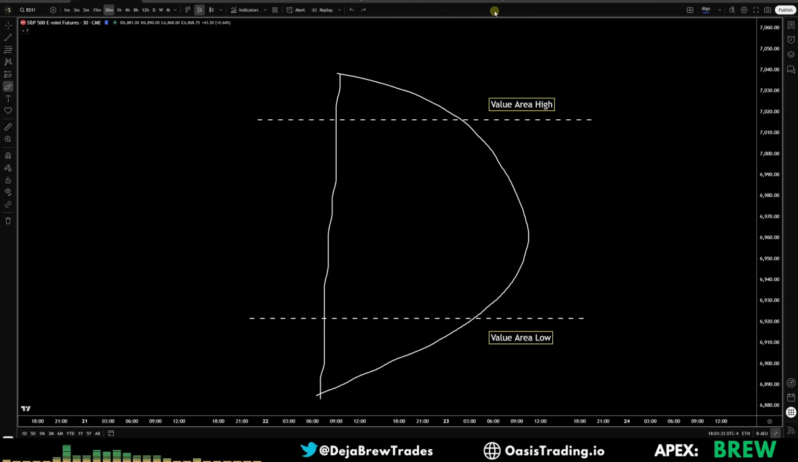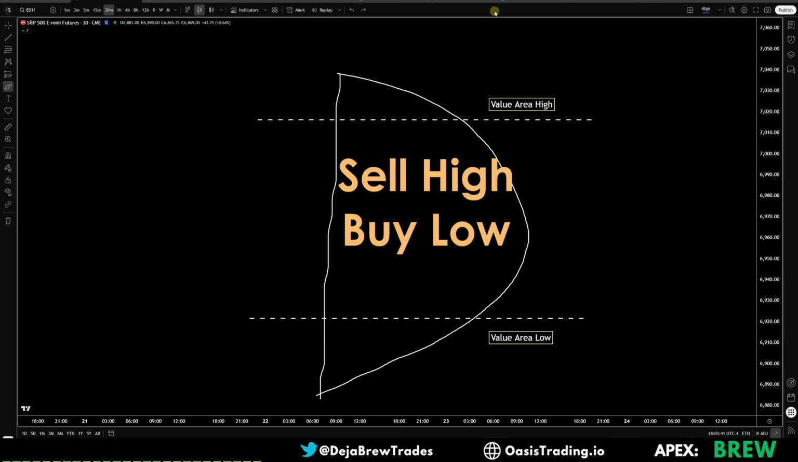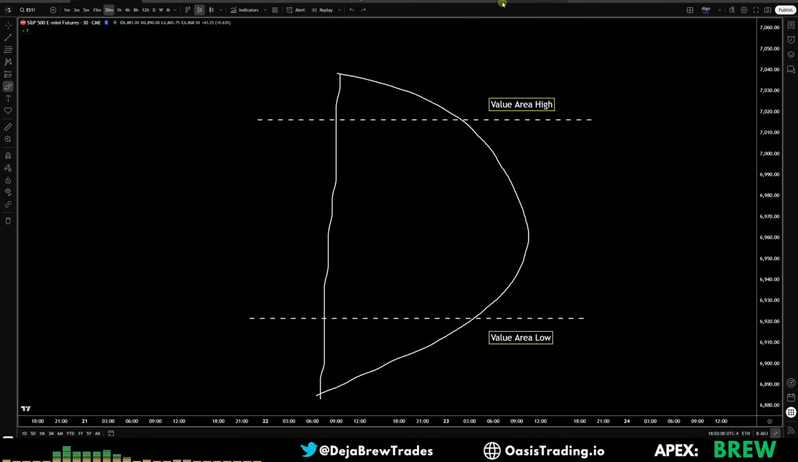The breakout traders are failing to find higher value. The breakout traders are failing to find lower value. We want to be a seller around the value high and a buyer around the value low. Think about a very standard range that you want to trade, right? You obviously want to be a seller around the high of the range and a buyer around the low of the range. Just put volume profile on top of that range, and there you go. That's what you're doing. The value area high is basically the high of the range. The value area low is basically the low of the range, obviously with very small tails.